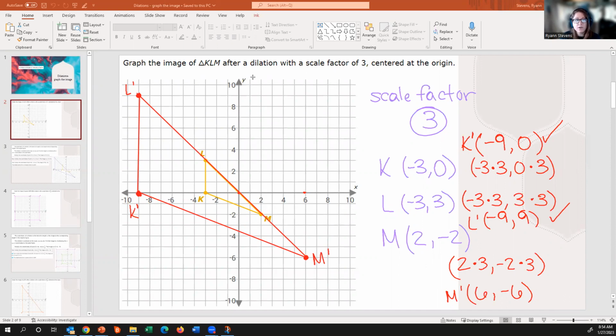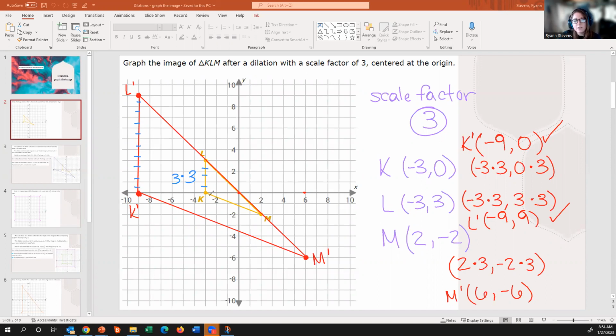And that's another way we could look at it too. From the pre-image, this was 1, 2, 3. The length of this side was 3. And so if we multiply that by 3, we know that this longer side of L and K should be 9. 1, 2, 3, 4, 5, 6, 7, 8, 9. And that's a good way to check your answer too.